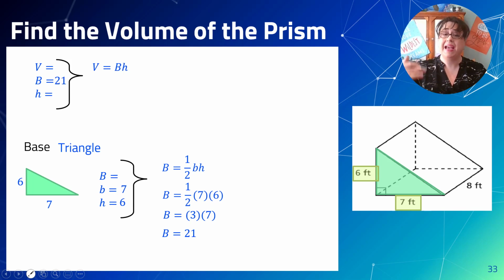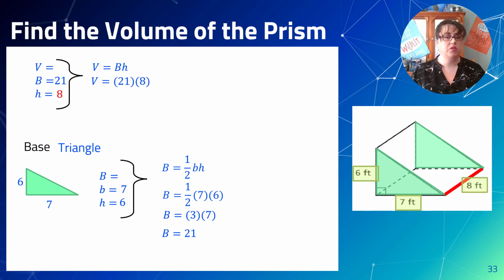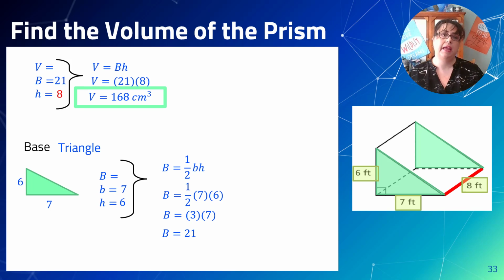So I'm going to bring it back up to my original. And so I know my base area is 21. And now it's just a matter of finding my height. Remember, the height connects the two parallel bases. So here's my face. My base is here, and here's the other base, which means 8 is what connects them up. So my height is 8. So now I substitute it in and I evaluate, and I get 168 centimeters cubed.